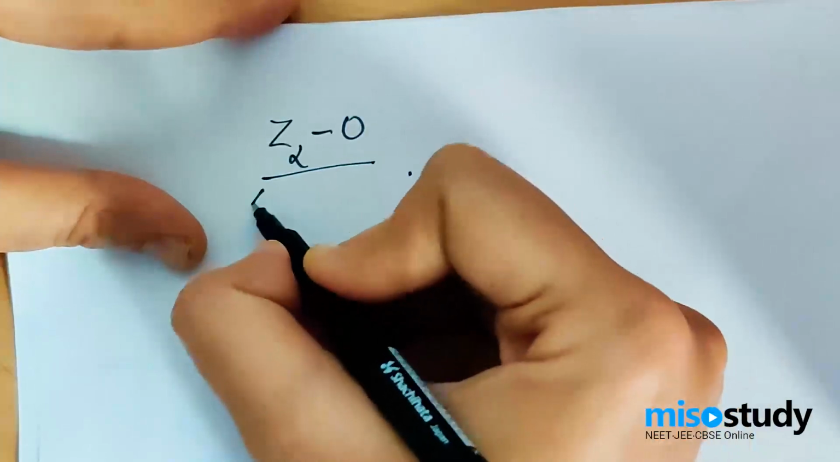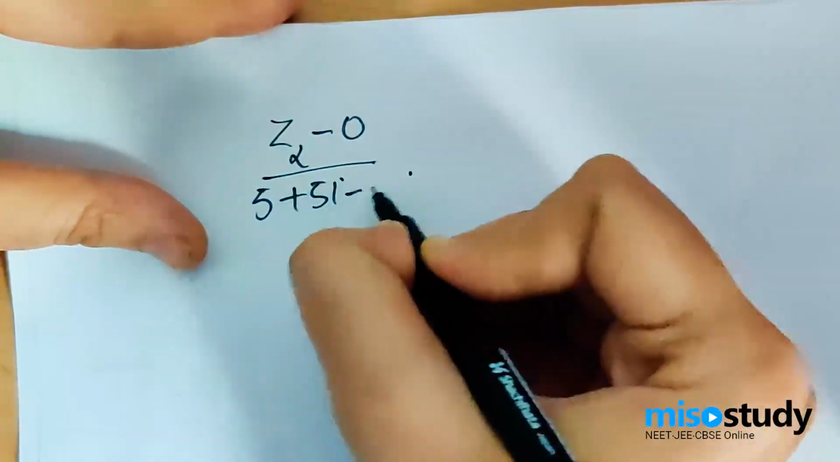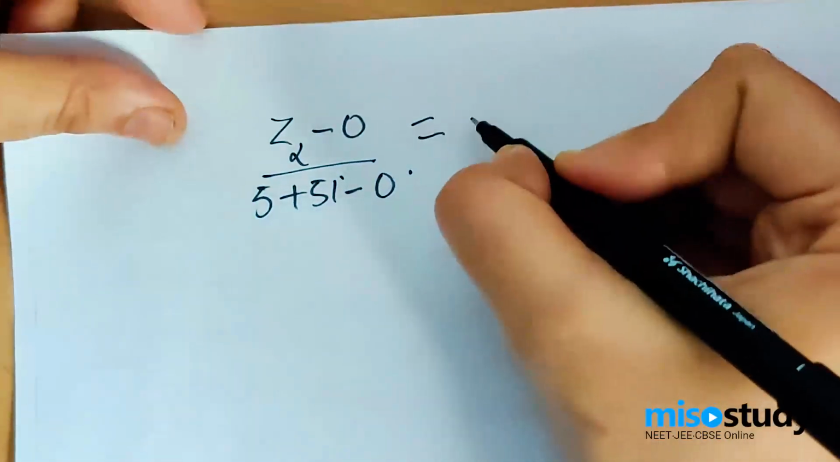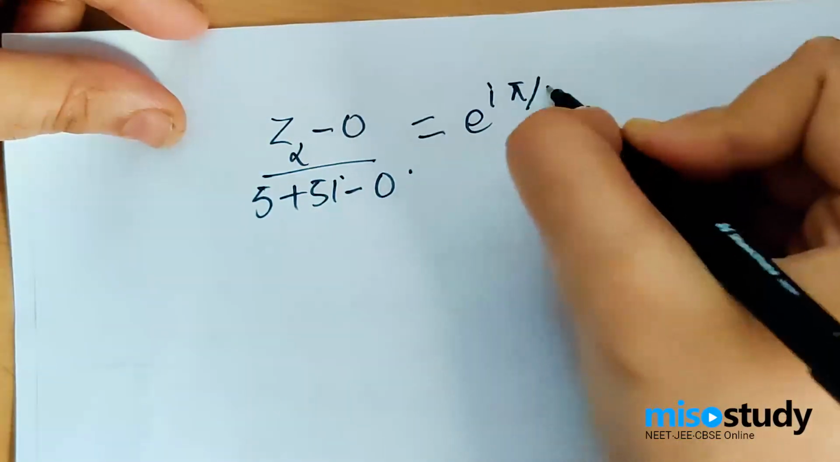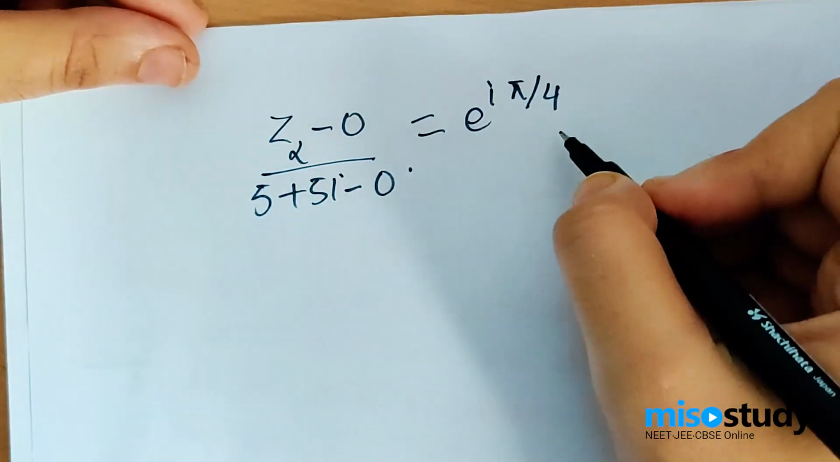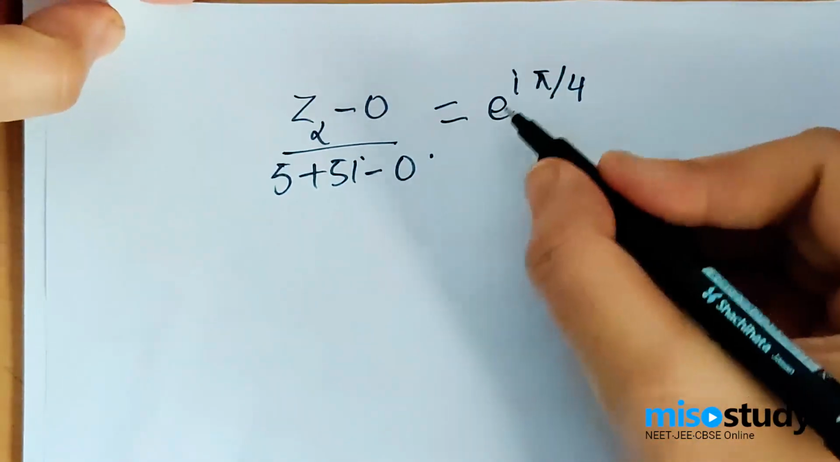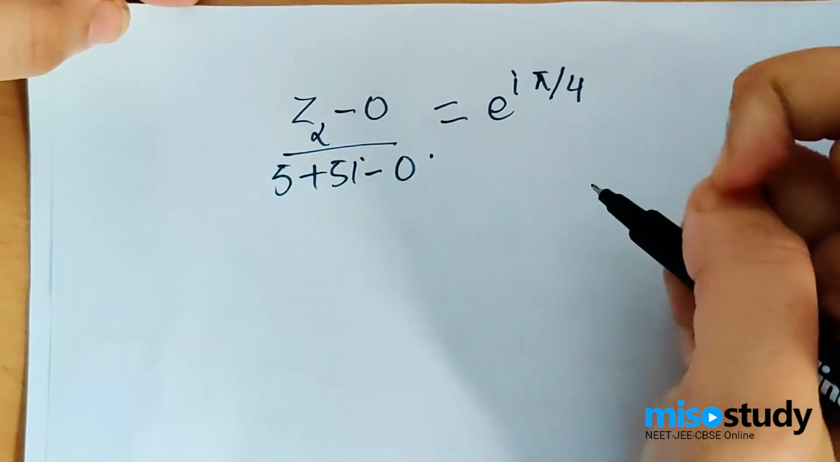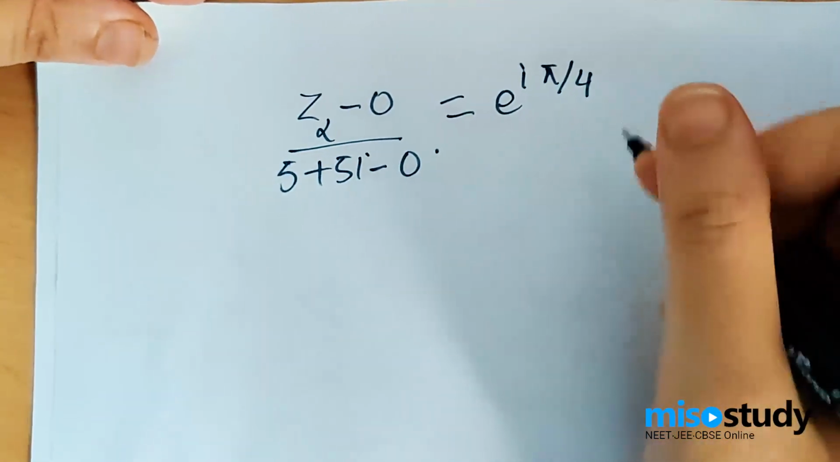z2 minus 0 upon z, that is 5 plus 5 iota minus 0, and it is rotated with the angle, so e raised to the power iota theta. Whenever it is rotated by an angle in the anti-clockwise direction, this is taken as positive. I am sure you know the rotation theorem, I am just directly using it.